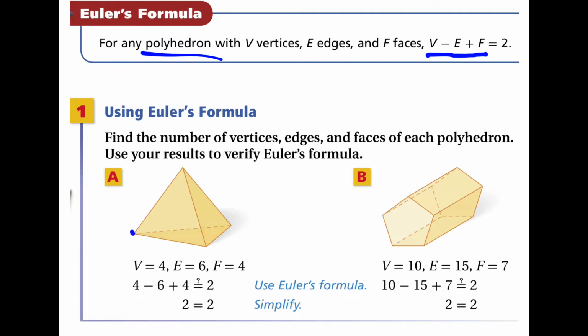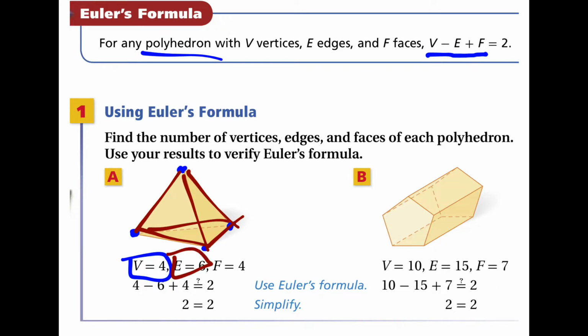So in this first example, we see 1, 2, 3, 4 for the vertices. And if you count up the edges, we see 1, 2, 3, 4, 5, 6 edges. And if you look at the faces, there's 1 in the bottom, 2, 3, and then the 4th one there in the back. 4 faces. And this checks out because 2 is equal to 2. And same thing over here, 10 minus 15 plus 7 is also equal to 2.